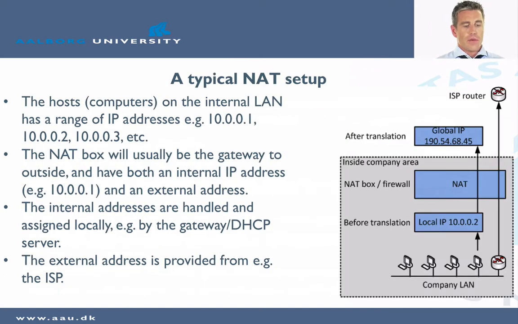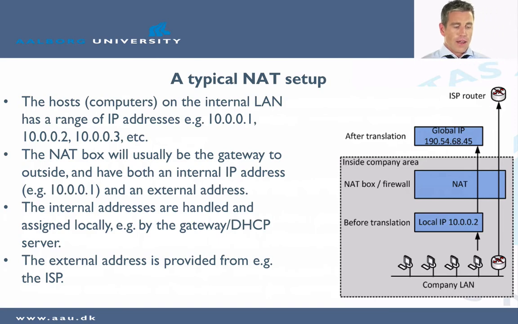So in a typical NAT setup, the host computers on the internal LAN have a range of IP addresses. That could be 10.0.0.1, 10.0.0.2, 10.0.0.3, etc. The NAT box is then usually the gateway to the outside world, and it will have two IP addresses. It will have a local IP address, and it will have a global or external IP address. So in the case here, our local IP address could be 10.0.0.1, and our outside global IP could be 190.54.68.45.